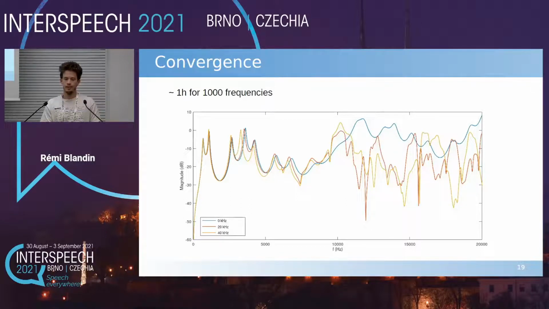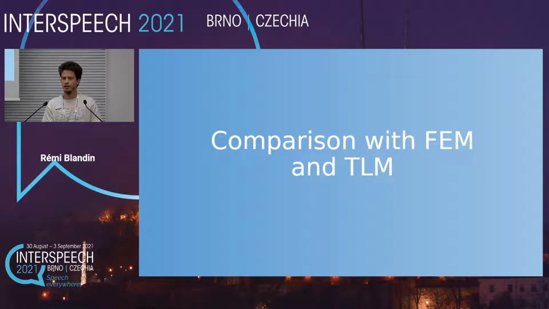And regarding the efficiency of the method, with our implementation in its current state, we achieve about 1 hour for 1,000 frequencies. So it's about a factor of 10 compared to finite elements. And obviously, after that, we compared the outcome of this method with finite elements and the transmission line method.